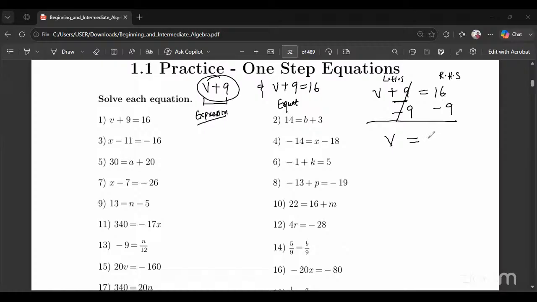Somebody tell me what 16 minus 9 is. If you're joining us, you can put your answer in the comment section. 16 minus 9, you tell us what the answer is in the comment section. Okay, so 16 minus 9 is 7. So the answer to this question is 7. v is equal to 7 as the answer. If you have a question, just let us know in the comment section, and we're going to review all your questions in the comment section and make sure we attend to that.